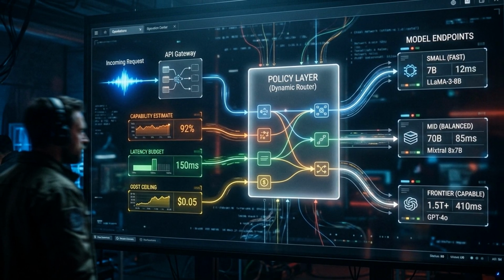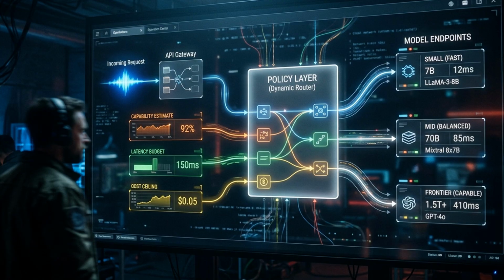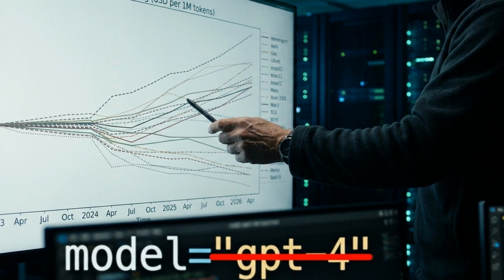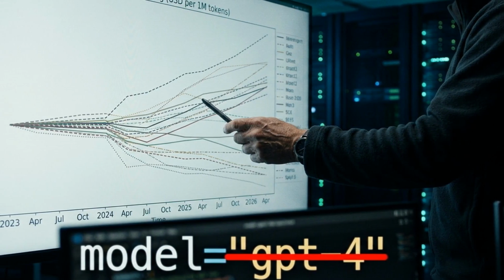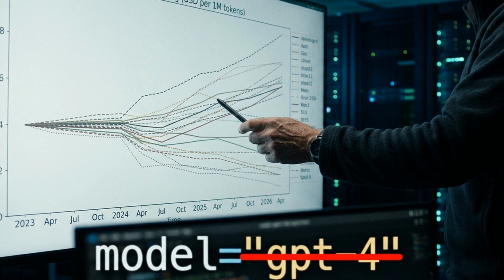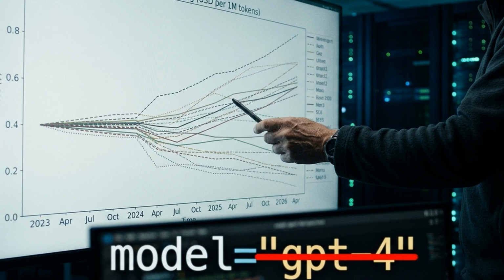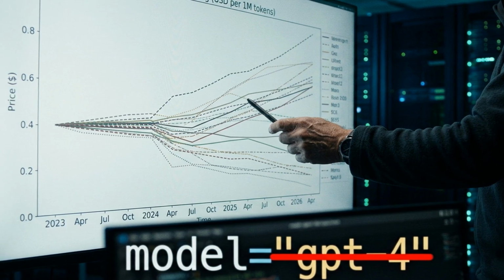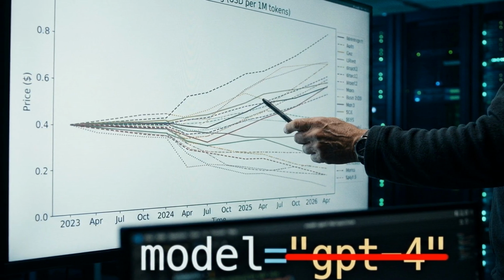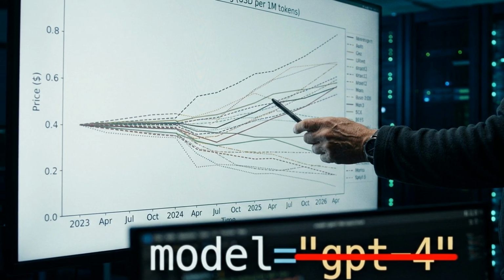At the architecture level, a router is a pre-inference decision layer. It sits between your application and your model endpoints, and it does four things. It scores the incoming request, usually with a small classifier, an embedding lookup, or a learned reward model, to estimate how difficult it is. It reads a policy, your latency budget, your cost ceiling, your quality floor. It selects an endpoint, and it handles fallback when that endpoint returns an error, a timeout, or a low-confidence answer. Everything else is implementation detail. The core insight is that model selection becomes a runtime decision, not a deployment time constant.